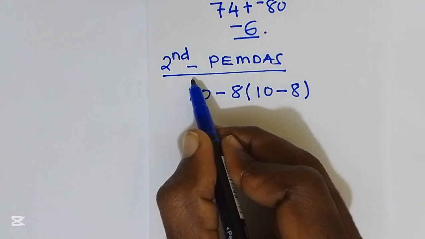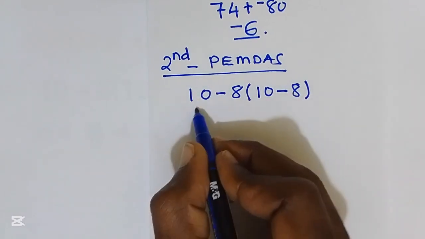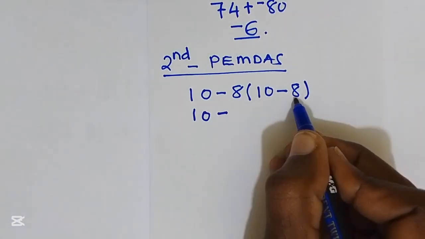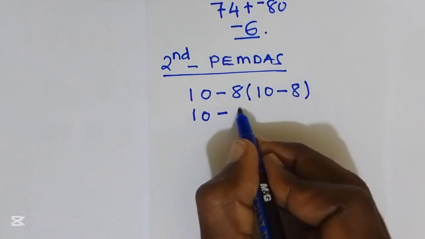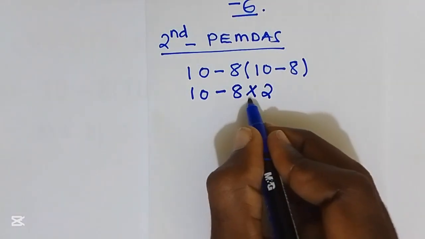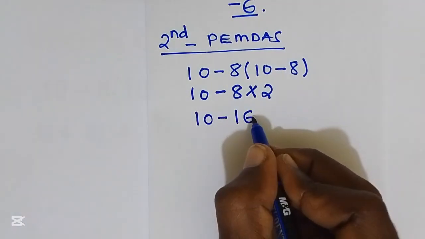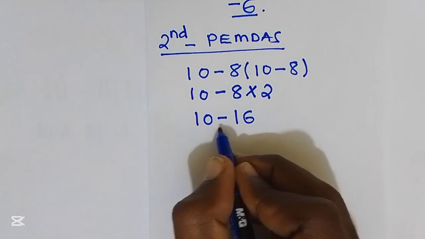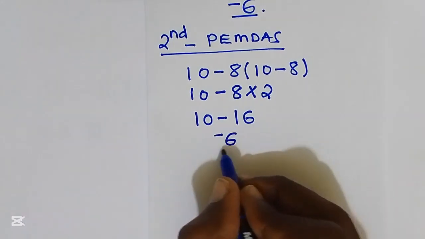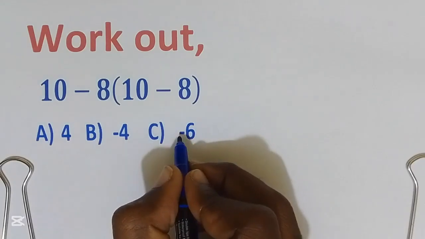Second, let me do with the concept of PEMDAS, and I'm going to start with parentheses. That is going to be 10 minus, I'm going to start in the parentheses, 10 minus 8, that is 8 multiplied by 2. I'll work on multiplication, that is 10 minus 16, positive 10 minus 16, we get the answer equal to minus 6. So we get the same answer, minus 6.